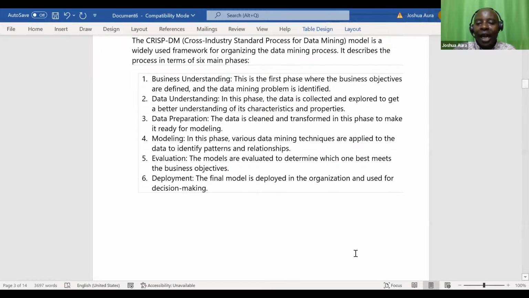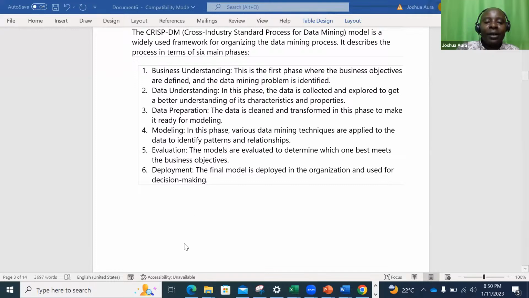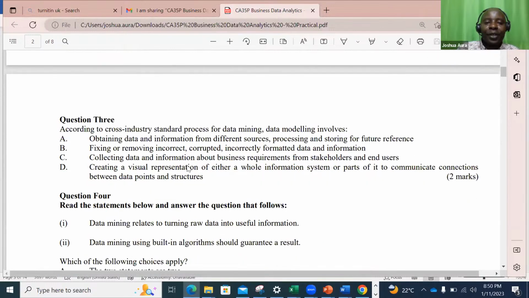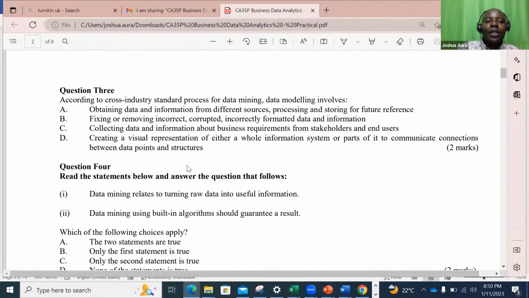Now, allow me to again bring back our paper. Let me bring back the paper that was done last semester. Question number 3. According to the cross-industry standard process for data mining, data modeling involves, could you kindly go through those choices A, B, C, D? Tell me in this case here, what does data modeling involve? Data modeling, according to how you've understood it from up there. What is data modeling?